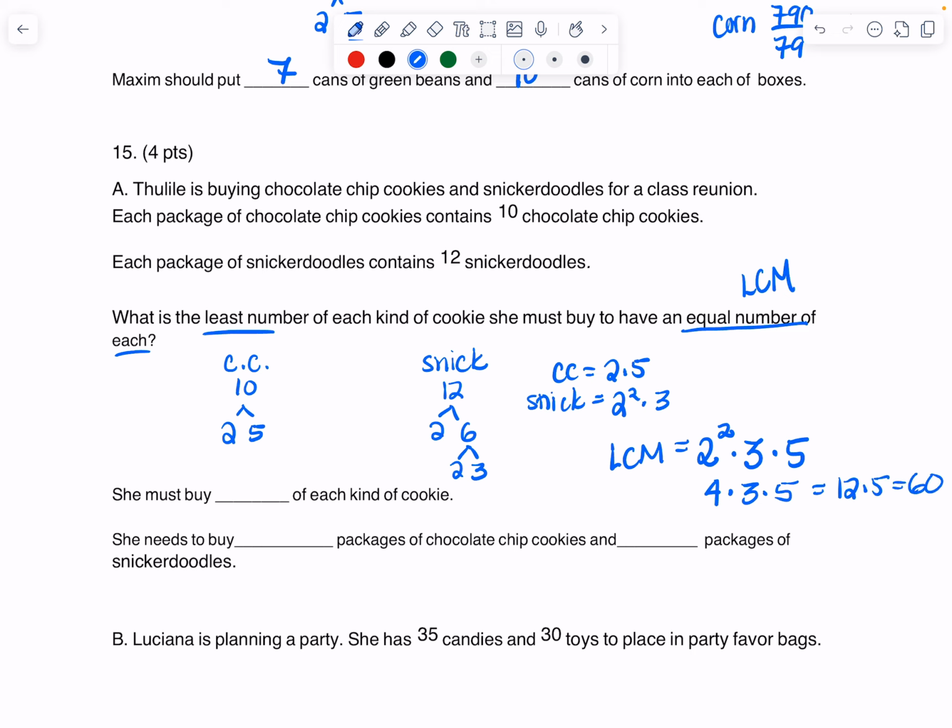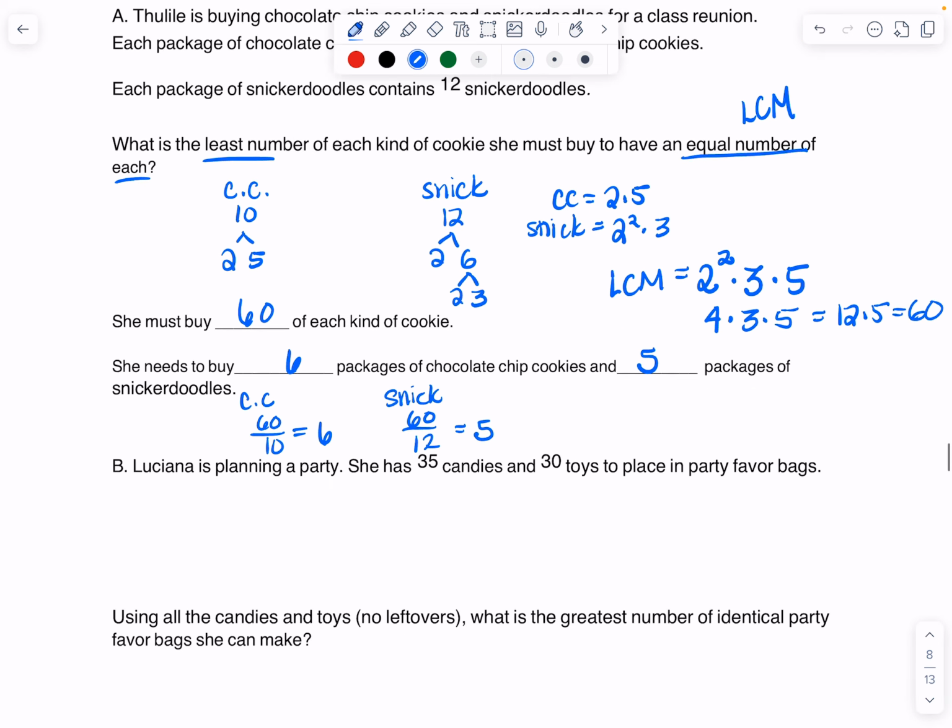So she has to buy 60 cookies of each one. So 60 of each kind of cookie. So it goes on to say, how much must she buy of the chocolate chips and how many packages of snickerdoodles does she need? Okay, so if I look at chocolate chips, I know I need 60 and they come in packs of 10. So 60 divided by 10 is 6. So I need 6 packages of chocolate chip cookies. And then for the snickerdoodles, same process. I take the 60 that I need divided by 12, since the pack comes in 12. So 60 divided by 12 is 5. So I need 5 packages of snickerdoodles.